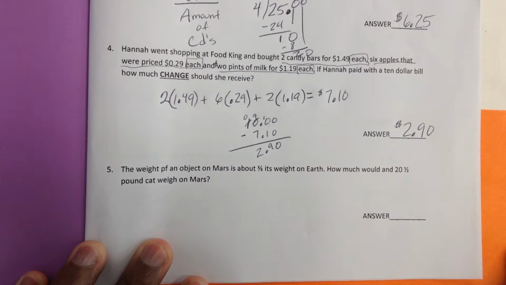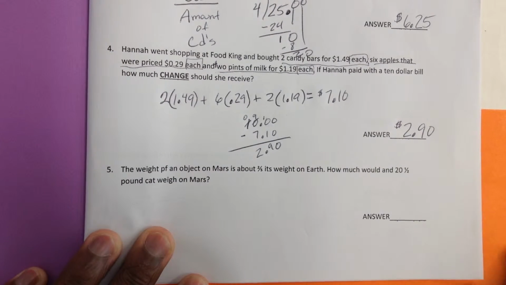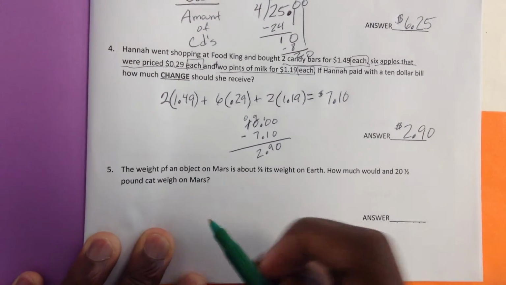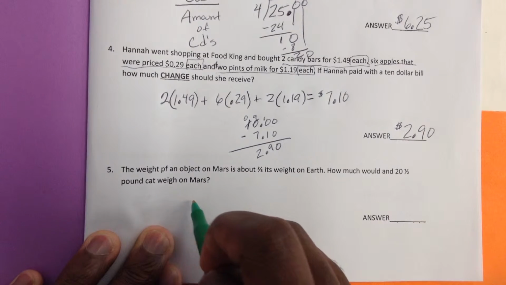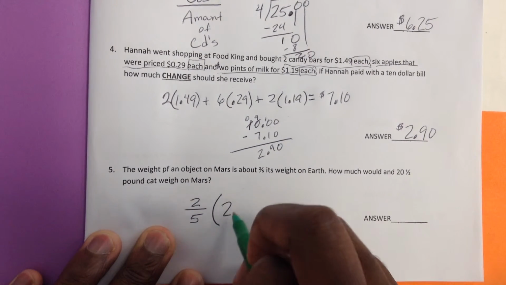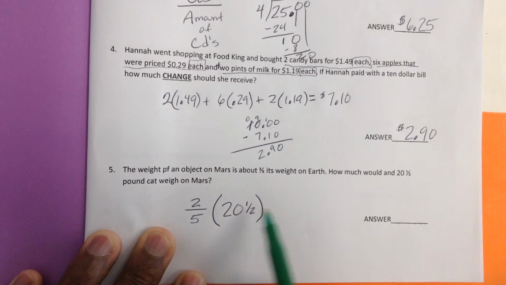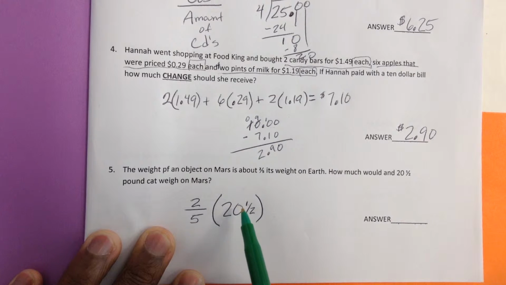Number 5, the weight of an object on Mars is 2/5 of its weight on Earth. How much would a 20.5-pound cat weigh on Mars? So this is a multiplication problem. So we're going to be multiplying 2/5 times 20.5, which means I have to convert 20.5 to an improper fraction.